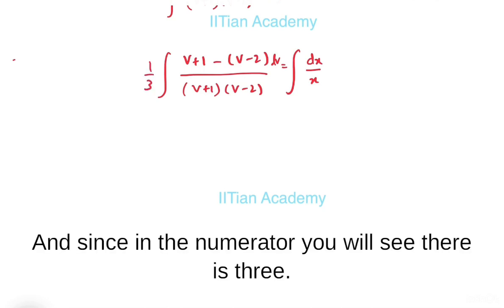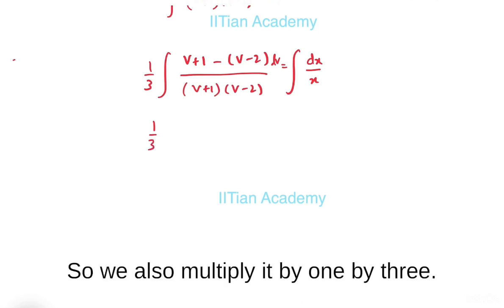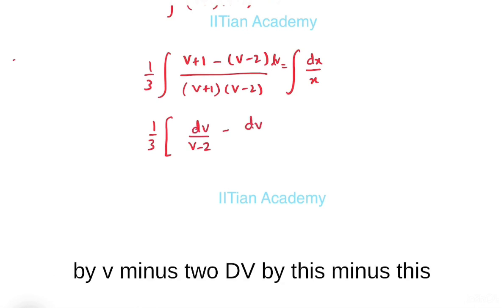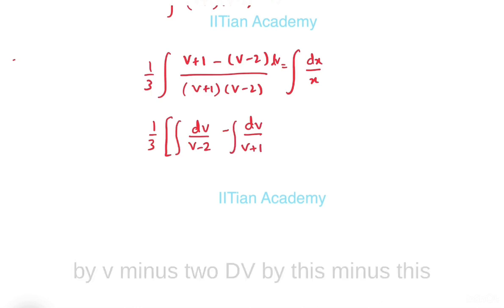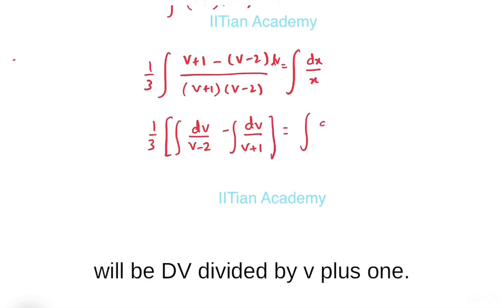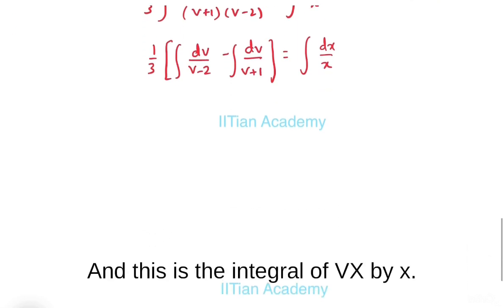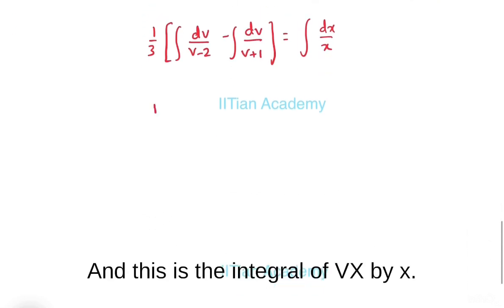And since in the numerator you will see there is 3, we also multiply it by 1 by 3. So this will be separated. This will be 1 by v minus 2 dv minus dv divided by v plus 1, and we can integrate this, and this is the integral of dx by x.